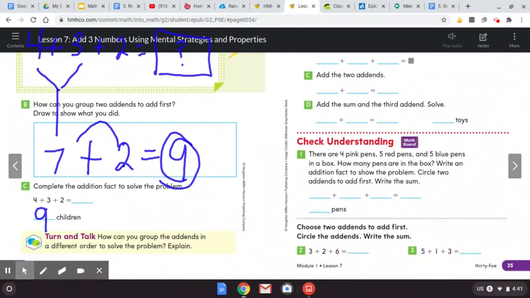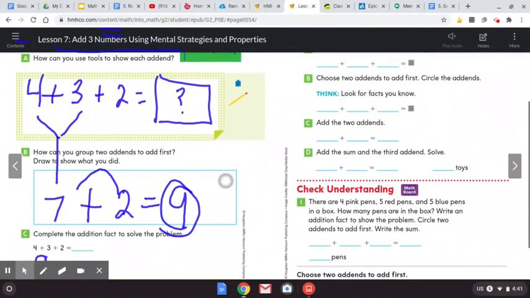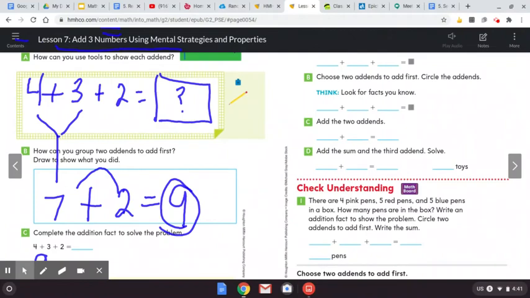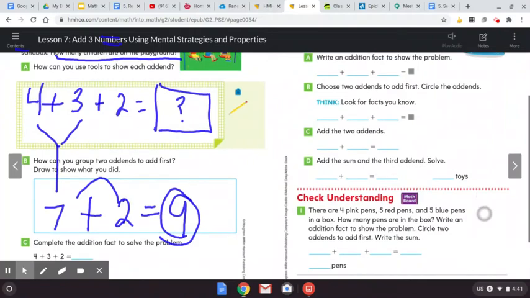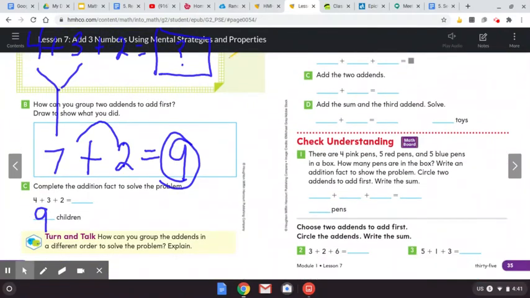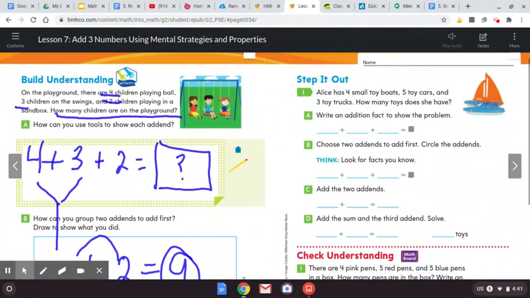How can you group the addends in a different order to solve the same problem? And you can talk about that with somebody. Step it out. So we're on the next page, and step it out and check an understanding. Alice has 4 small toy boats, 5 toy cars, and 3 toy trucks. How many toys does she have? Write an addition fact to show the problem. Think about it in your mind.